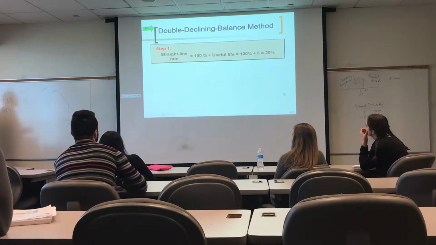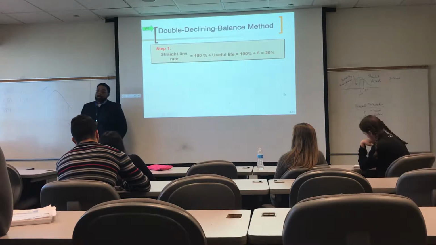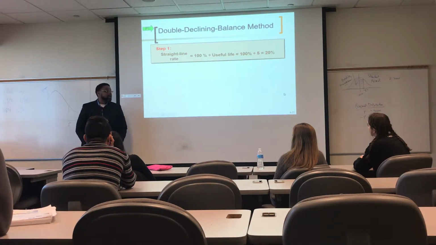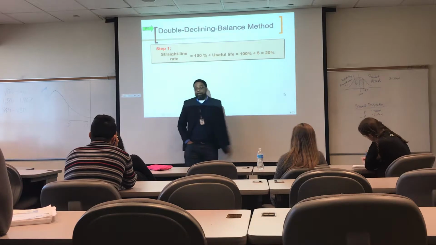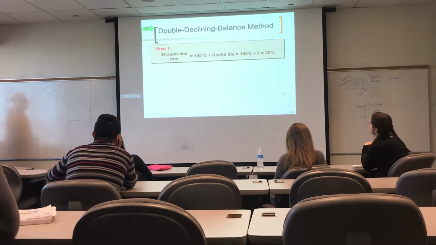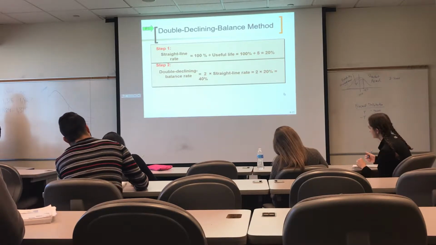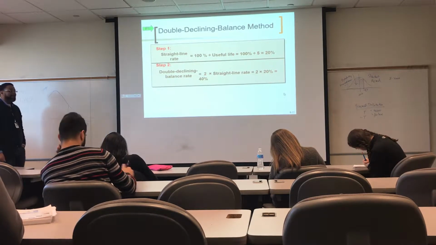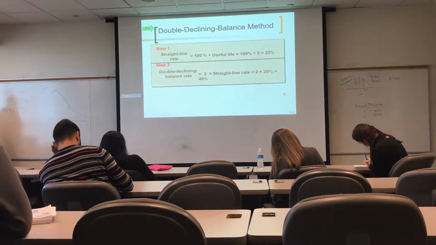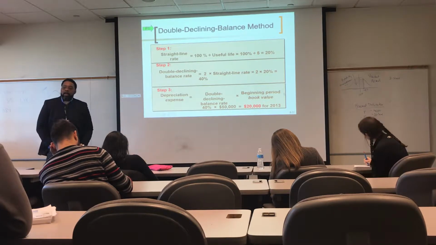So for double declining, we'll take the straight line rate. So you take 100% divided by useful life. As I stated before, to you scholars, useful life is given to us, so it's 5 years. So we take 100% divided by 5 years, we get 20%. It's called double declining. So what are we going to do? We're going to double it. 20% times 2, right? Gives you 40%. Then we'll take the 40% and multiply that by the book value to get the amount we will depreciate at that period of time.